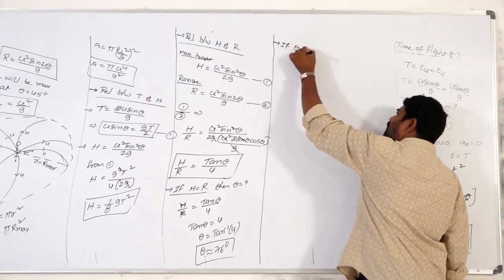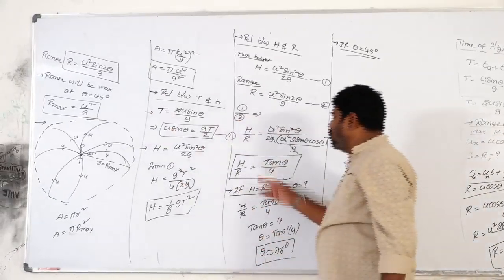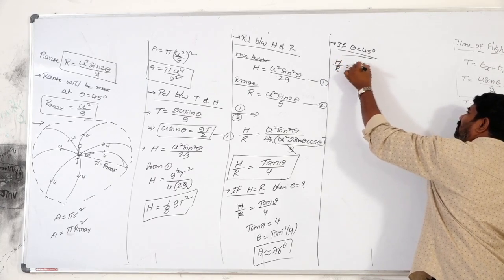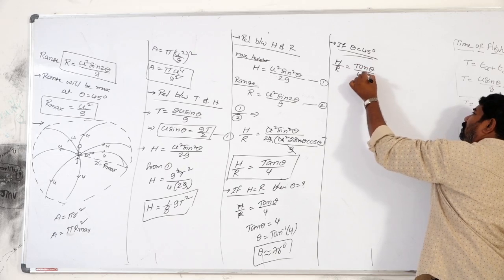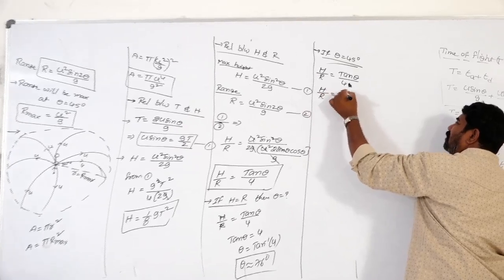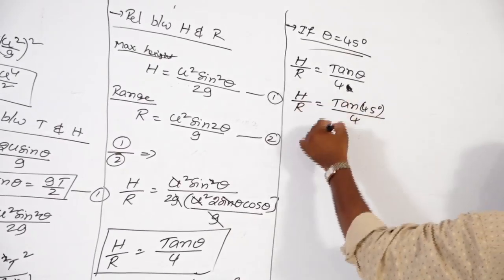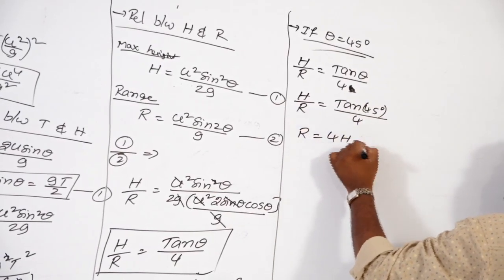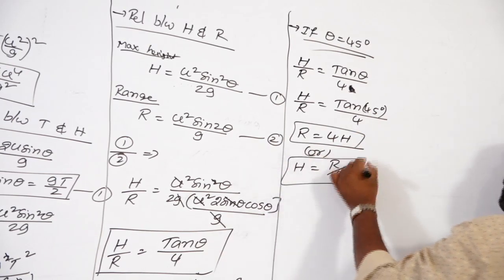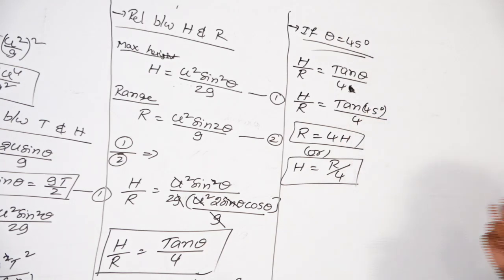If the angle of projection theta is equal to 45 degrees, we know that range will be maximum. In that case, what is the relation between h and r? h by r is equal to tan theta by 4, but theta is equal to 45 degrees, so h by r is equal to tan 45 by 4. Tan 45 is nothing but 1, so r is equal to 4h. The height reached by the body is nothing but maximum range by 4. Theta is equal to 45 degrees. What is the relation between r and h? r is equal to 4h.